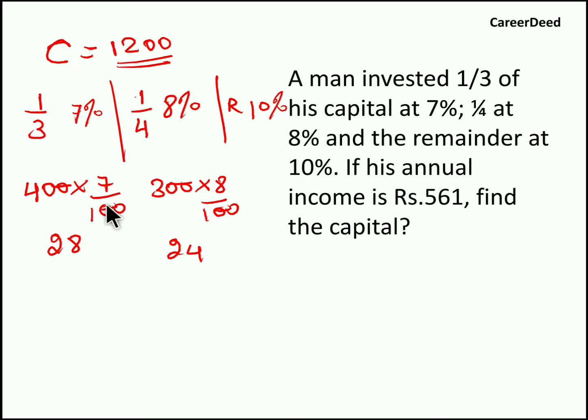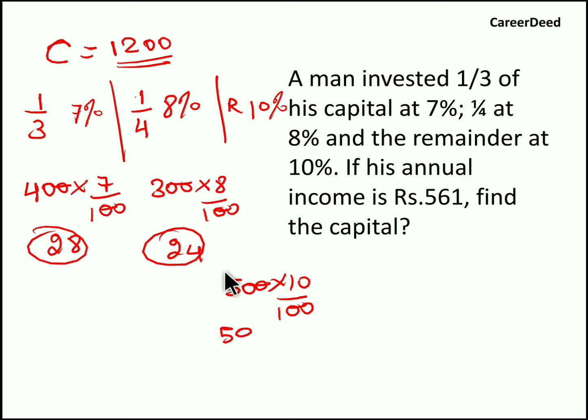So out of 1200, 400 plus 300, 700 rupees gone. So remaining is only 500 rupees. For this 500 rupees, the man will get 10% interest. So 500 into 10 by 100, it's 50 rupees. So totally he got 28 plus 24 plus 50, 102 rupees as interest. In the question, it is clearly given that his annual income is rupees 561. So this 561 rupees is nothing but the total interest he gets out of the total capital. So if this 102 rupees is equal to 561, our assumption is the total capital is 1200 rupees.